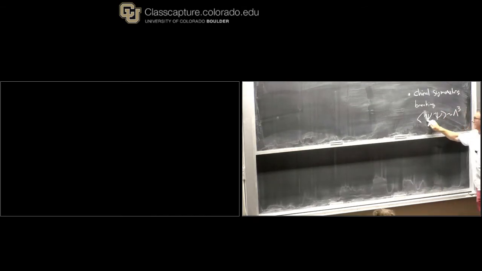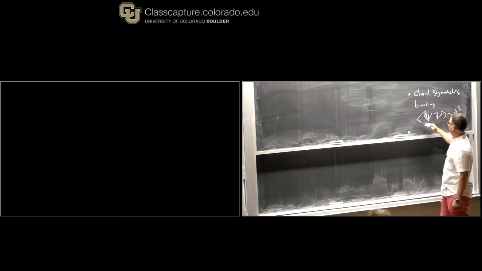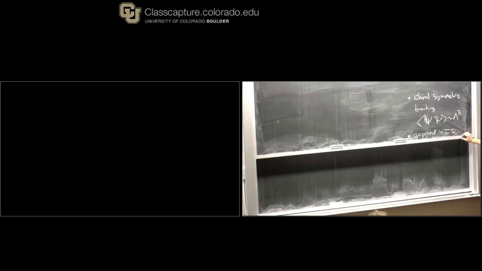Some fermion bilinear gets an expectation value that goes like the dynamical scale cubed. So this is another possibility. I'll mention more about when this is believed to happen. Or the theory in the infrared could just be gapped in the infrared. So there are all these different possibilities. And in general, in some cases, it's possible to see which is the right one.